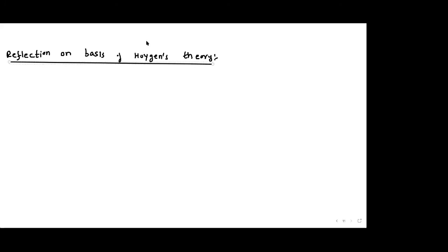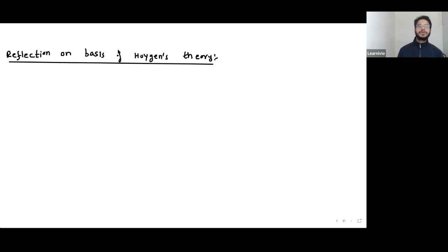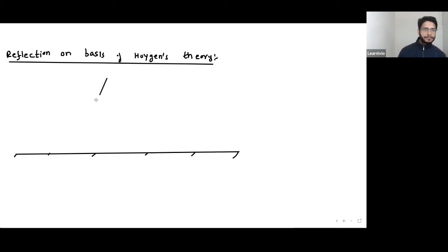It's a very small chapter, just one more topic left, that is refraction on the basis of Huygens' theory. So this is your mirror. This is the mirror. And this is your primary wavefront. I call this primary wavefront your incident wavefront.